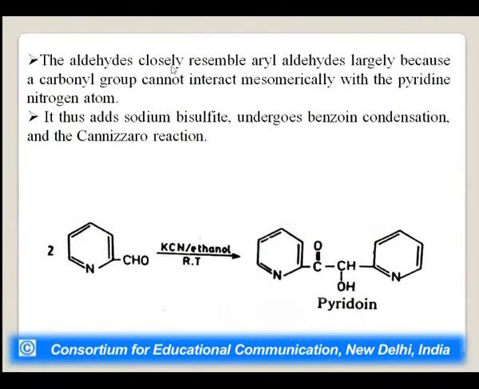The aldehydes closely resemble aryl aldehydes largely because a carbonyl compound cannot interact mesomerically with the pyridine nitrogen atom. It thus adds sodium bisulfite, and undergoes benzoin condensation and Cannizzaro reaction. Here you can see the benzoin. When we see in aldehydes and ketones the benzoin form, here we can say pyridoin will be formed when reacted with potassium cyanide and ethanol at room temperature.